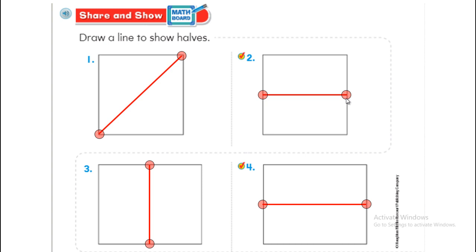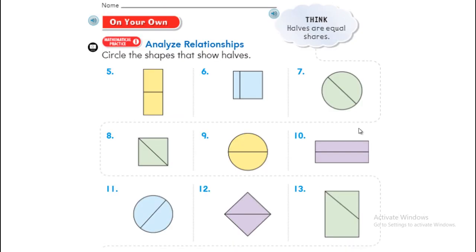Make sure you go in the middle of the line, because if you go, for example here, you're going to make a very small rectangle and a much bigger rectangle, which of course are not equal, so they are not halves. They want me to show halves. Now for the next page, circle the shapes that show halves.